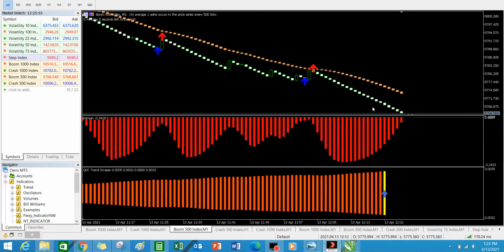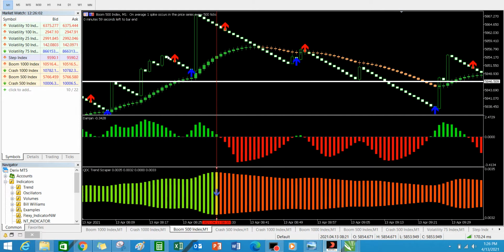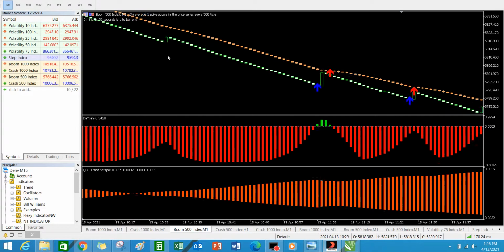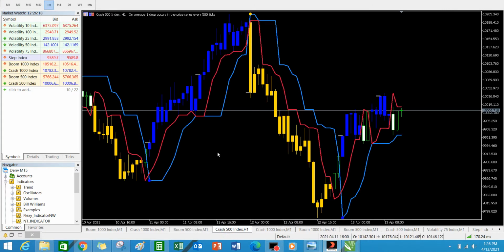You can see it keeps on going down, and in between there are little spikes happening, but they are not strong enough to take the price back to the entry point. Of course, the trend is ending right now. You can see the uptrend arrow is already out, which means you should be getting ready for the spikes. Let's check out what is happening with Crash 500 using the NT indicator.